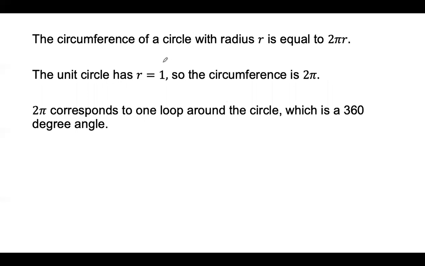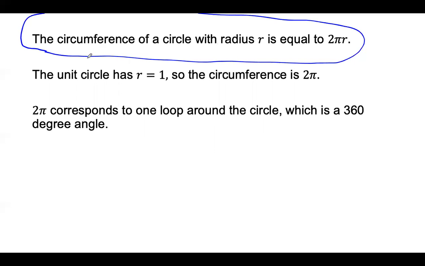So moving on, the circumference of a circle with radius r is equal to 2 pi r. I think you guys know that from high school. The circumference of a circle is 2 pi r. Yes? We're going to use that. We'll just circle it. Helps us remember something. So the unit circle has r equals 1. So that circumference when r equals 1 is just 2 pi because r equals 1. And 2 pi corresponds to one loop around the circle, which is 360 degrees.